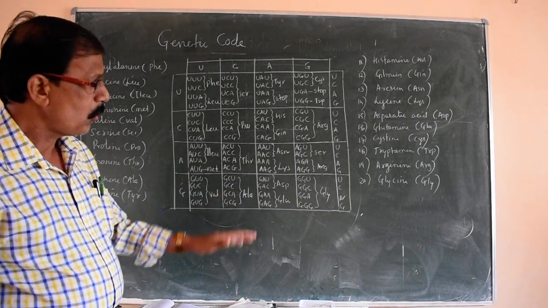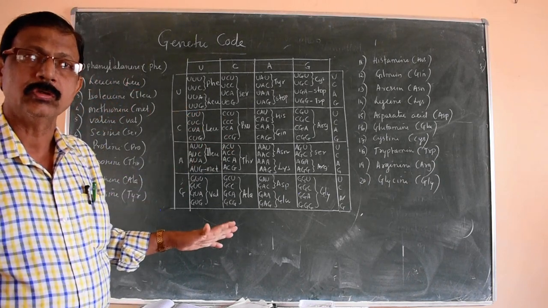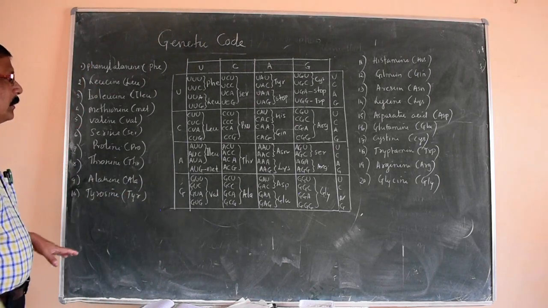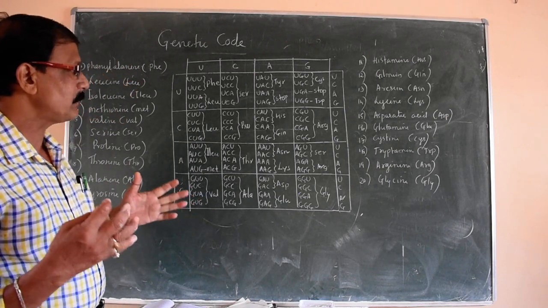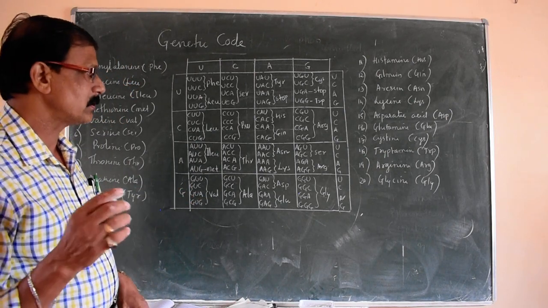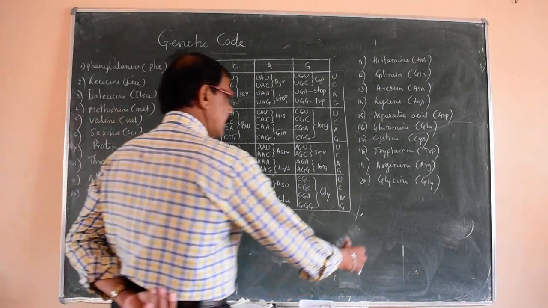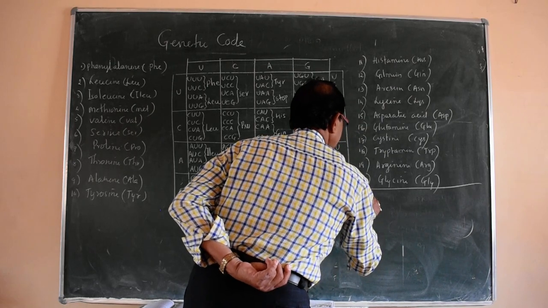And these amino acids have one or two or more codons, and because of this reason the genetic code has some characteristic features. Genetic codes have some characteristic features, and let us start with them one by one.